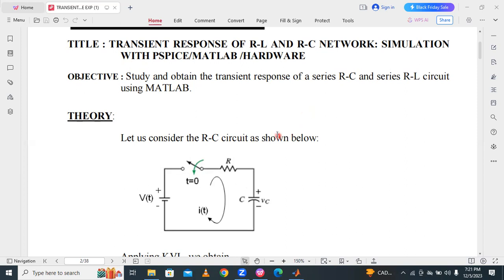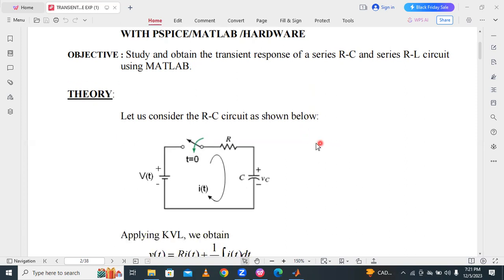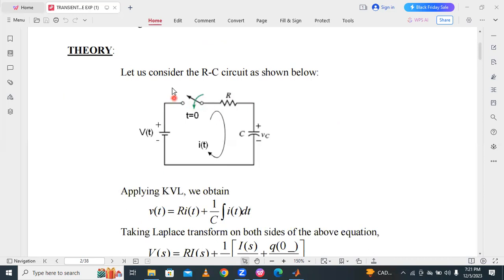Then let us consider an RC circuit. This is called a series RC circuit. Consider a series RC circuit, and this input is called a step input. Here, for example, V of T is our input, I of T is the current, and then the RC circuit, this is R and C.